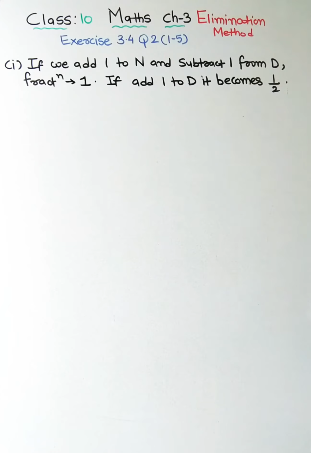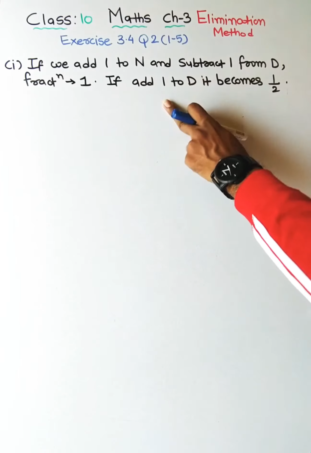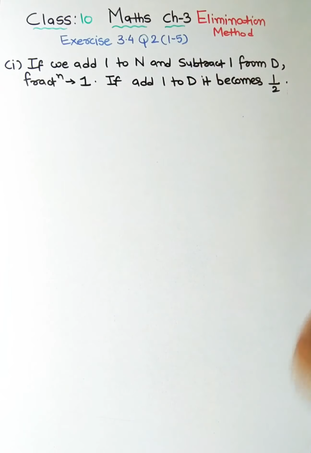We are studying chapter 3 elimination method, in which we have come to exercise 3.4. In the previous video we have solved question number 1 of this exercise using elimination method. Now we are solving question number 2, which is a word problem, and in total we have 5 word problems. So in this video we will solve the word problems, starting with the first one.